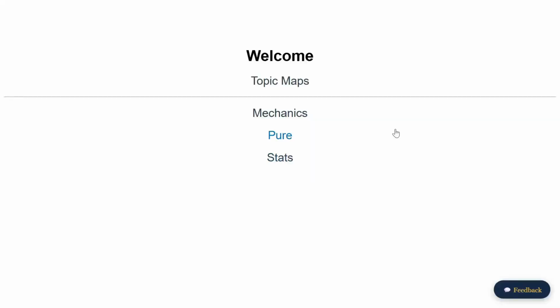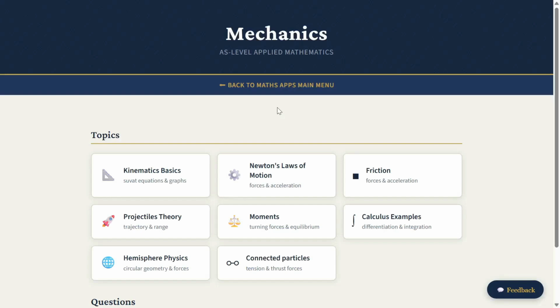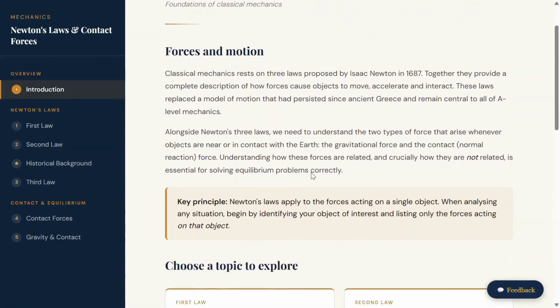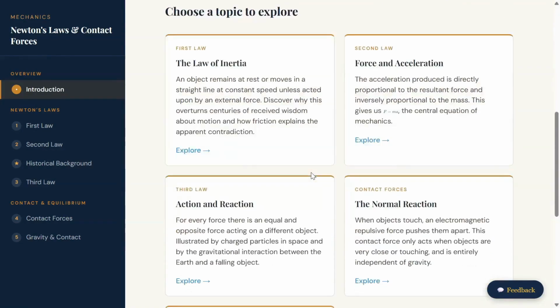Let's look at the basic ideas within Newton's three laws of motion. Selecting mechanics and then Newton's laws of motion. Most people who have studied any mathematics and certainly mechanics will have heard of the idea that there are three laws of motion. They're basically an attempt to describe the motion of objects as a result of forces acting on the objects. There are three laws.